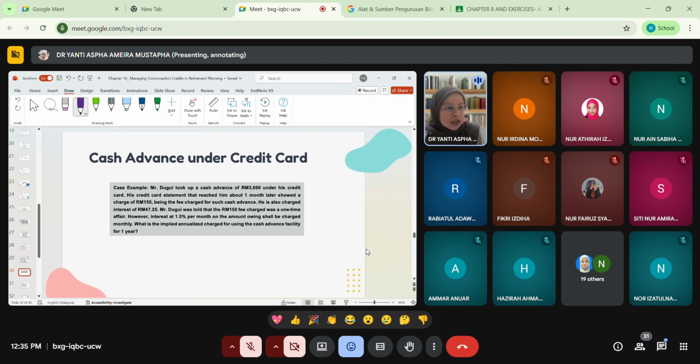Kita kena calculate guna, right. So take up his credit card statement that reached him about 1 month later showed a charge of 150 ringgit. 150 is for such cash advance. So kalau credit card kita guna swipe tu mungkin kena bayar interest, but if we use cash dia ada certain some other charge, being the fee charged for such advance.